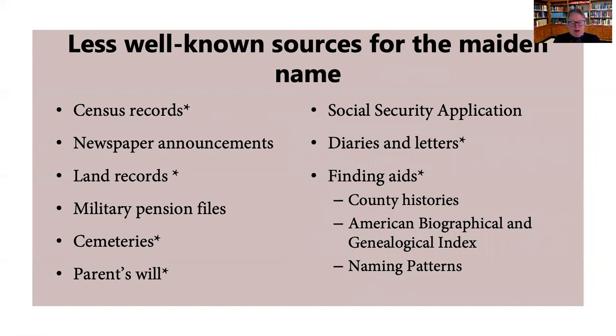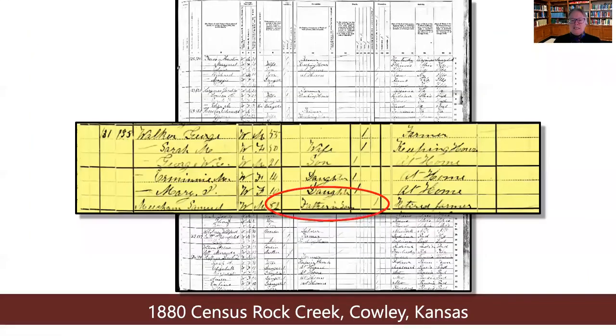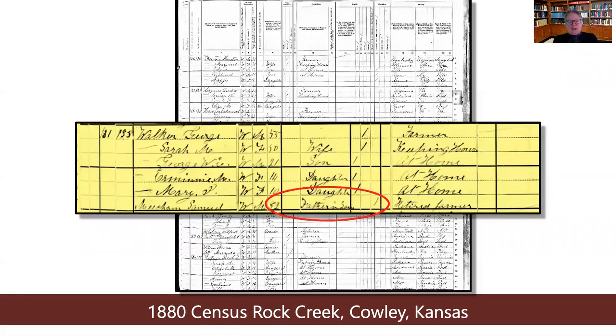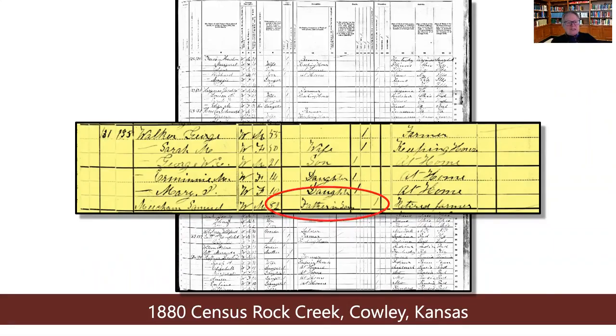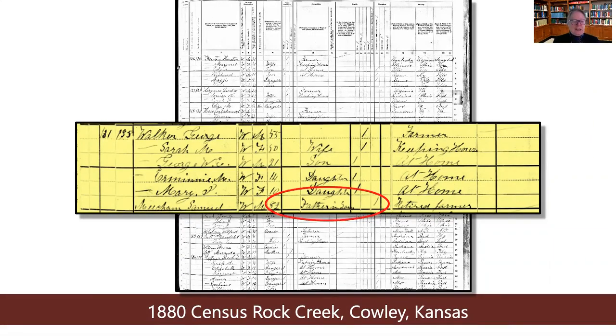There are a number of less well-known sources for a woman's maiden name, and I will describe the items that have asterisks in the upcoming slide. All of these sources are listed in your handout. So let's talk about how the U.S. federal census could potentially give you a maiden name.